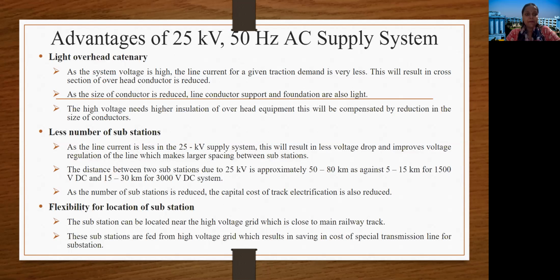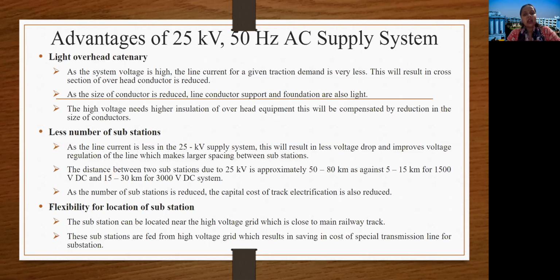So let us see. Light overhead catenary. As the system voltage is high, the line current for a given traction demand is very less. This will result in cross-section of overhead conductor being reduced. That means what? We are using a very high voltage, 25 kilovolt, that will reduce the demand of line current, and as a result we can reduce the cross section of the conductor.